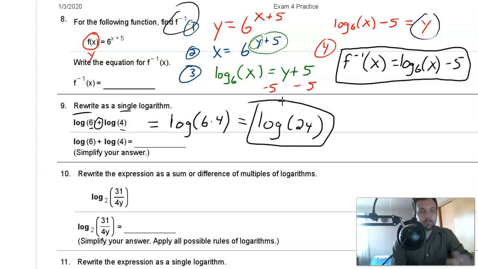So really quick, short problem, but you've got to know how these logarithms behave. And if you don't, you're not going to be able to get the right answer there, even though it's not a lot of work to get.